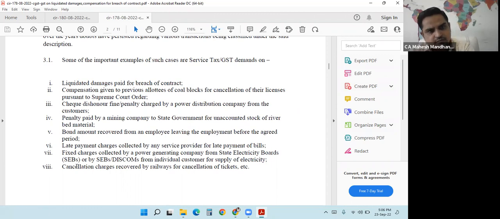this type of notice pay recovery clause is incorporated in the agreement, and it is definitely not in the nature of tolerating the breach of contract by the employee, that is, leaving the organization without serving the notice period or leaving the organization before a minimum period. So they will also not be liable to tax.